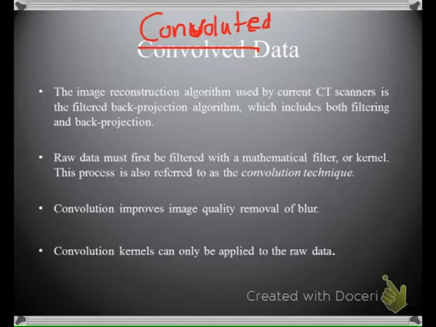And so, as we saw before, it helps to remove the blur due to the fact that the table is moving with the patient, and it helps to basically clean up the image. The important thing to notice is that convolution kernels can only be applied to the raw data. Once the data is transformed from raw to convoluted, you cannot go back and change this.